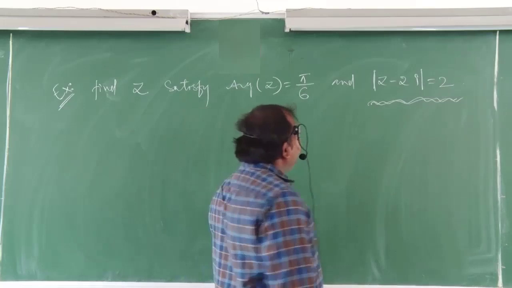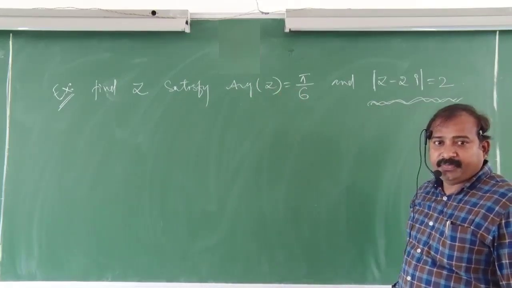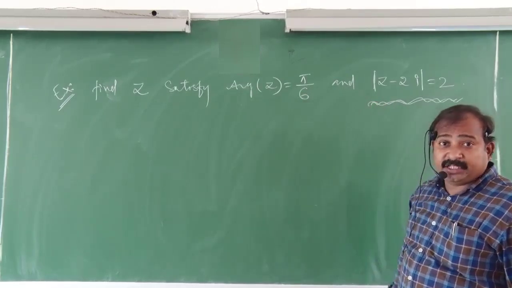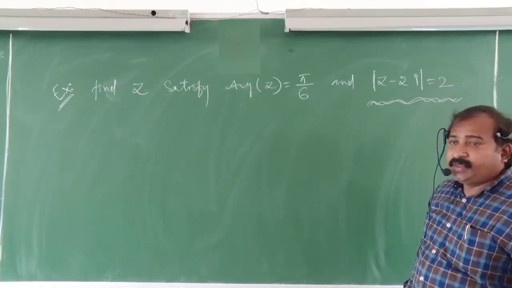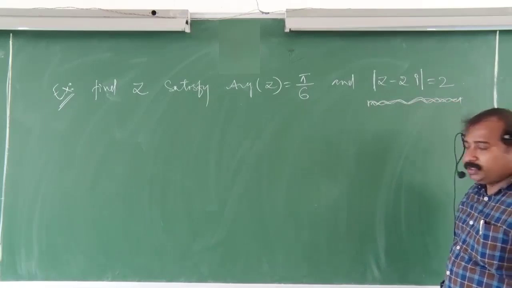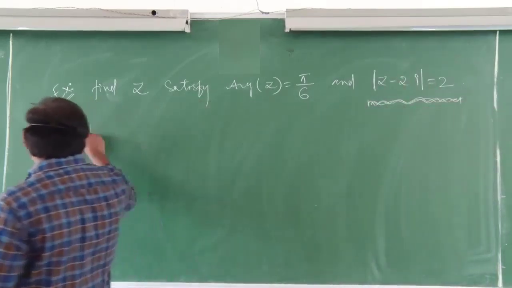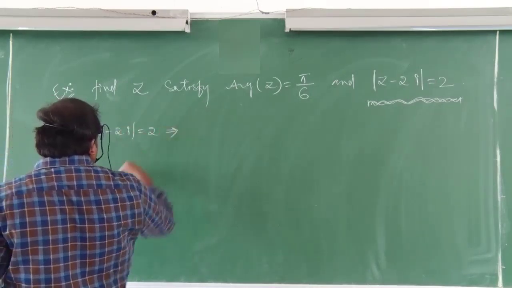Okay, listen. Here it is argument of z equal to pi by 6. Just now I told you argument of z equal to pi by 6 indicates a ray. And what does modulus of z minus 2i equal to 2 indicate? Let me do it.